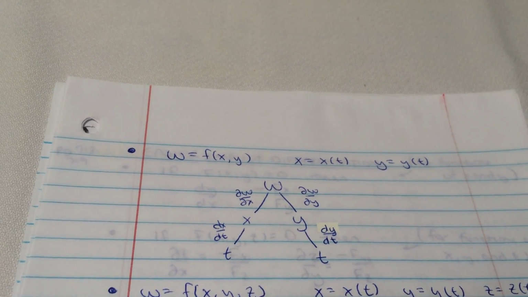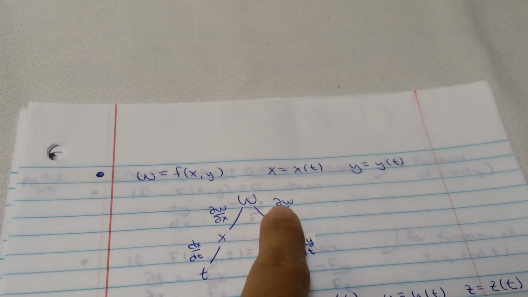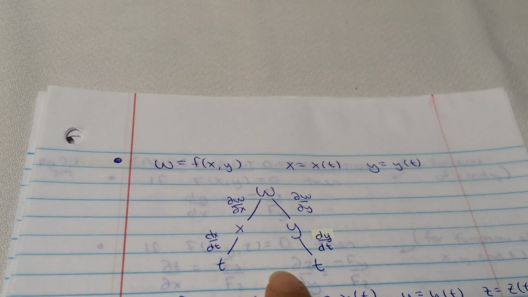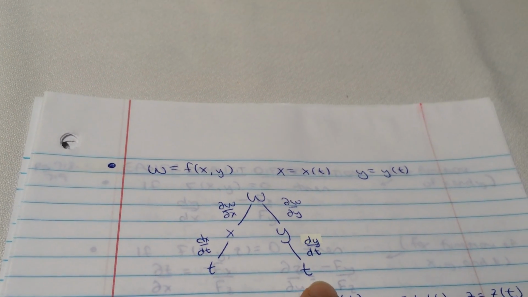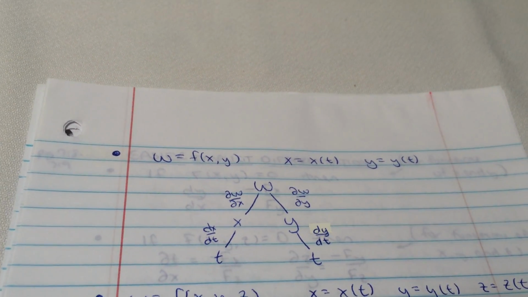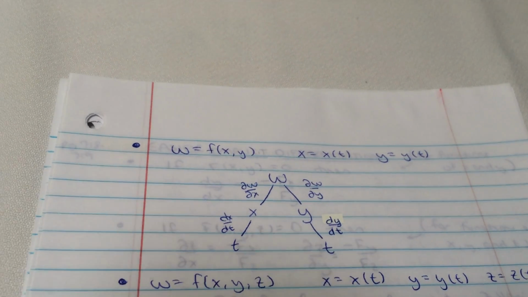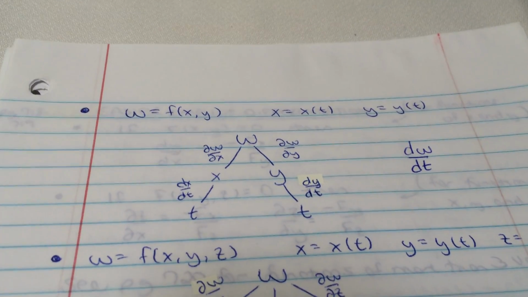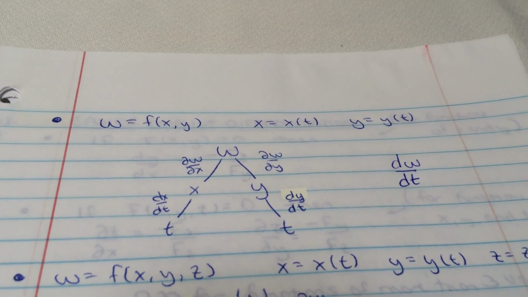Two or more variables, curly Ds. That's how you can tell. All right, so same thing here. You can see these branches, or the ends of these, only end in T, so there's only going to be one answer. Let's write that on here. dW dt would be the answer, a single answer.